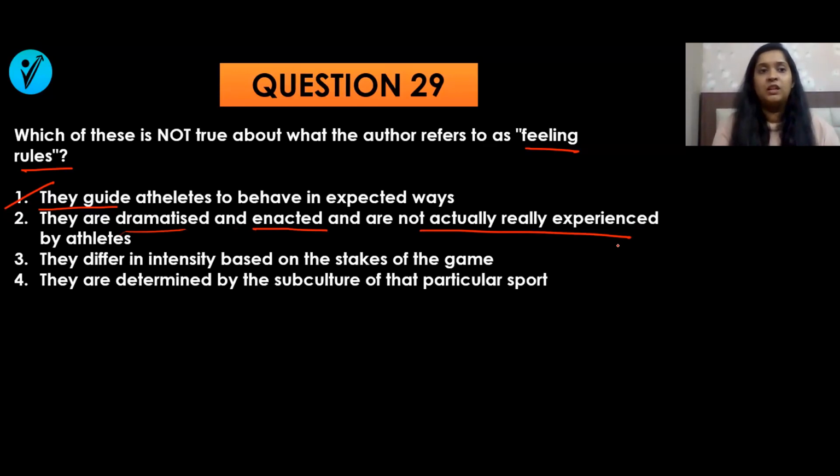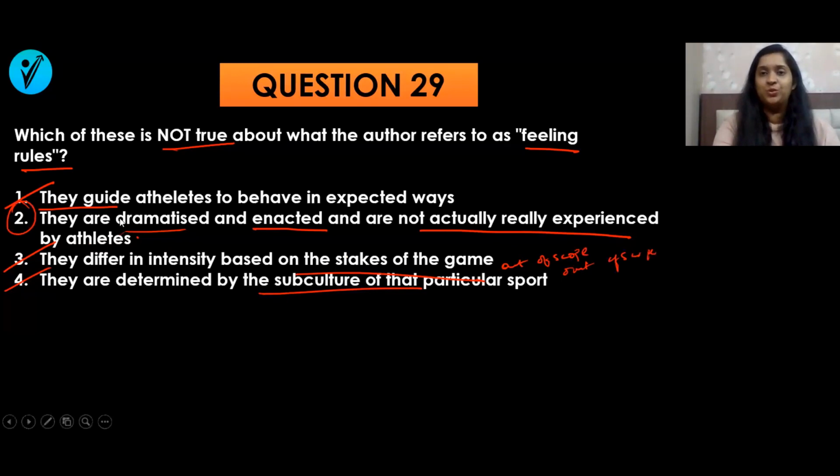So the script really does not adhere. The part about feeling rules does not play a part, or they differ in intensity based on the stakes of the game. So it is not about the stakes, they're determined by the subculture. So again, these are all out of scope kind of answers. It is not in the scope of the passage. So the correct answer is option 3.